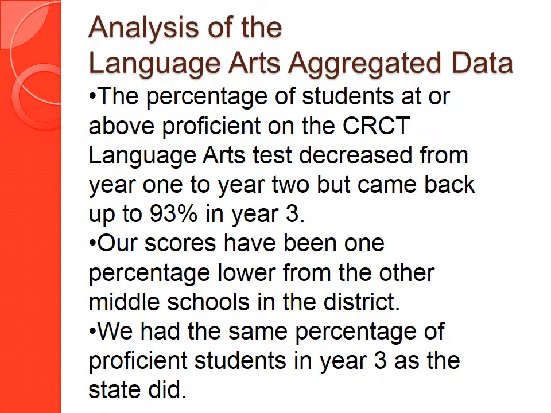Let's analyze the language arts aggregated data. A couple of things that you will see from that data is the percentage of students at or above proficient on the CRCT language arts test decreased from year 1 to year 2, but came back up to 93% in year 3. Our scores have been 1 percentage lower than the other middle schools in the district, and we had the same percentage of proficient students in year 3 as the state did.